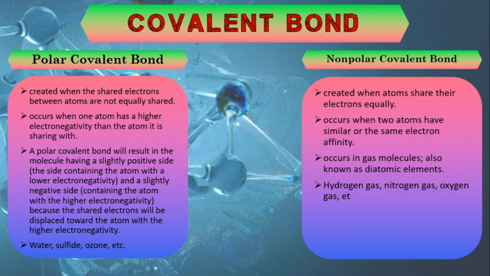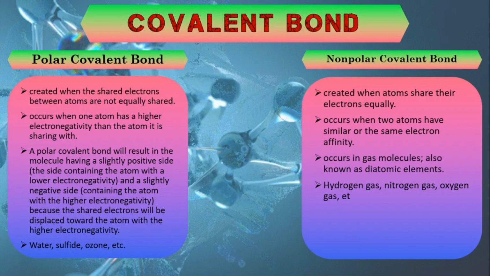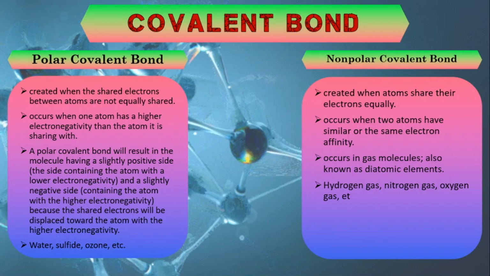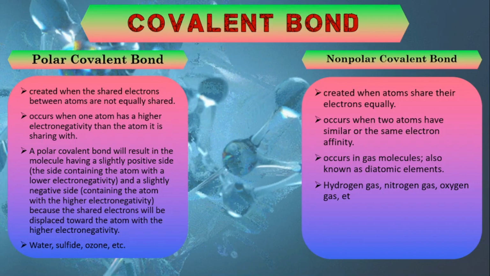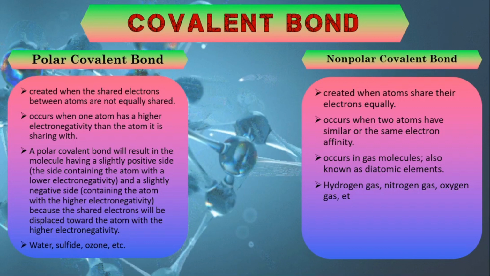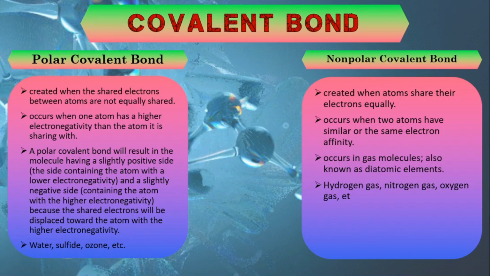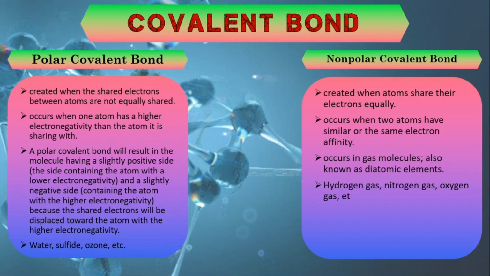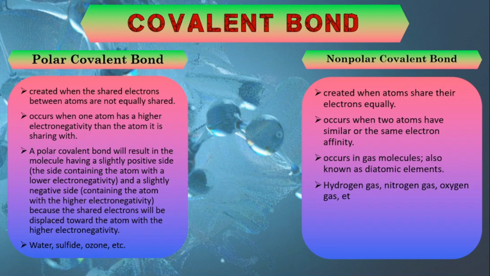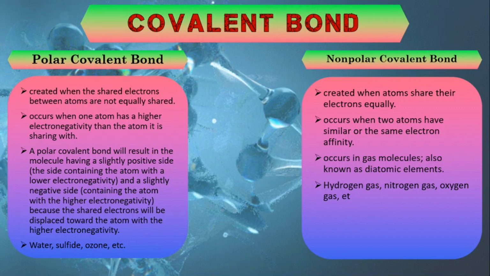The polar covalent bond will result in the molecule having a slightly positive side, the side containing the atom with the lower electronegativity, and a slightly negative side, the one containing the atom with the higher electronegativity, because the shared electrons will be displaced toward the atom with the higher electronegativity. Examples of polar covalent bonds are water, hydrogen sulfide, ozone, and many more.